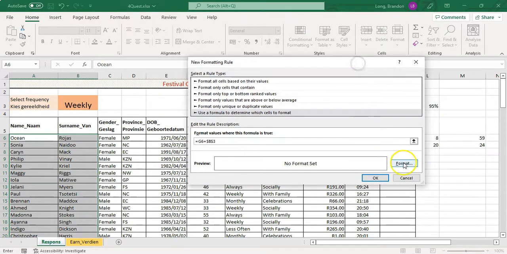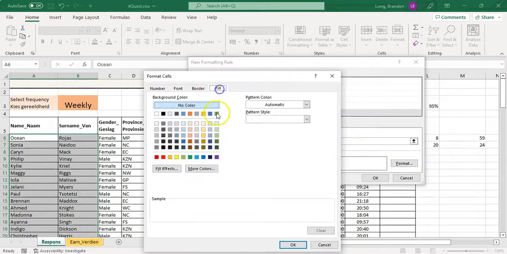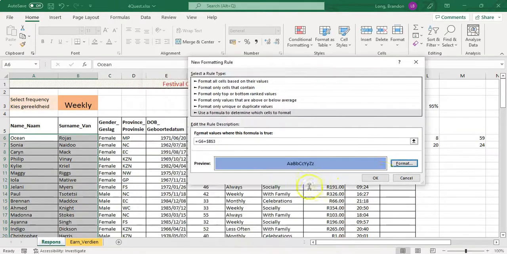So let's try that. Let's change the fill to a different color. There we go. And we're going to go fill. They didn't say what color. Let's pick blue. I like blue. There we go. Let's see if that works.